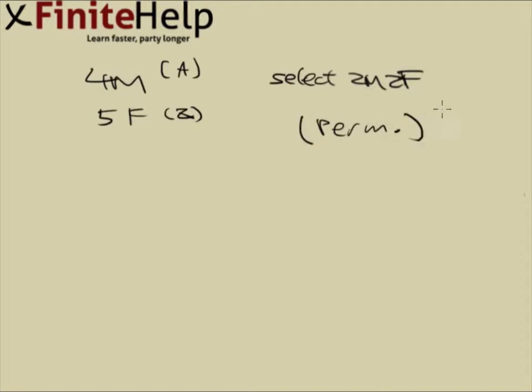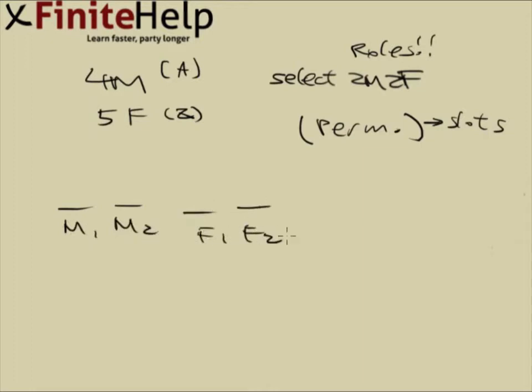Order matters because we are selecting roles, which are specific. And since it's a permutation, I'm going to use slots. We have two male slots, I'm going to call these male 1 and male 2. We have two female slots, I'm going to call these female 1 and female 2.